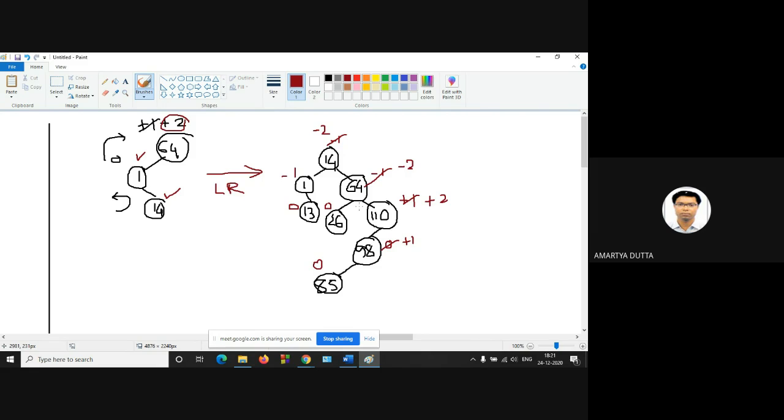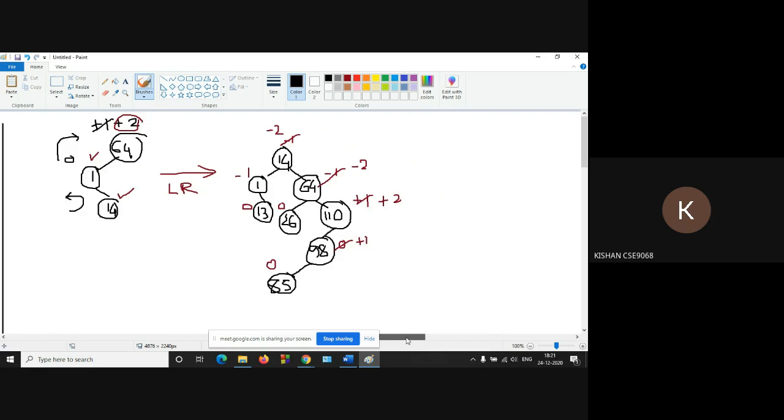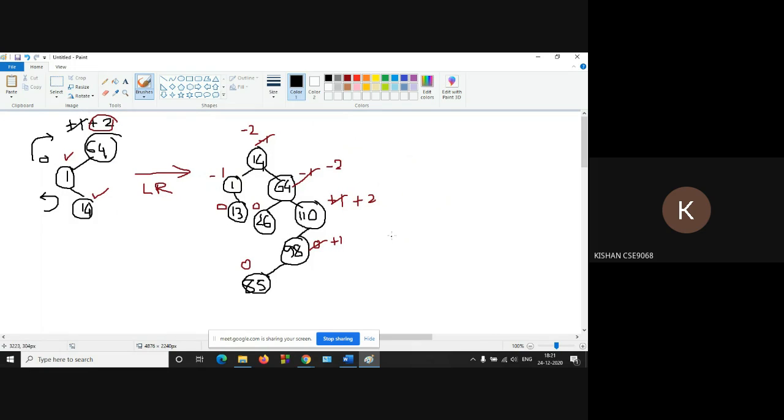Okay, so which rotation is appropriate? LL rotation. Think carefully. Kuntal, which rotation is appropriate? Sir, if we consider 110, then LL. LL is the appropriate rotation. We have to consider 110.